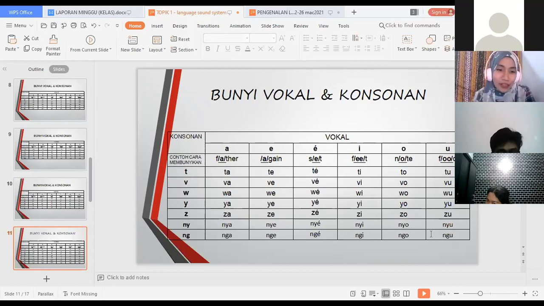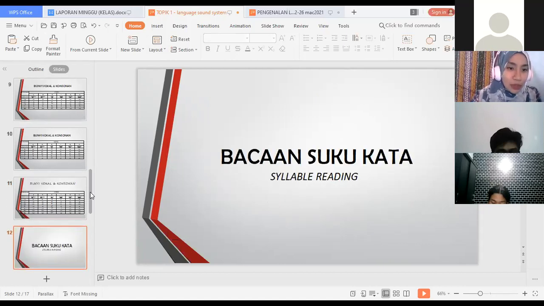So I finish. Hopefully, all of you, please get more practice on how to pronounce the syllable reading, because in your test one, the examiner will judge you based on your pronunciation. If your pronunciation is not good, the marks will be deducted. So this is very dangerous. Okay, so now we try to read the syllable reading.